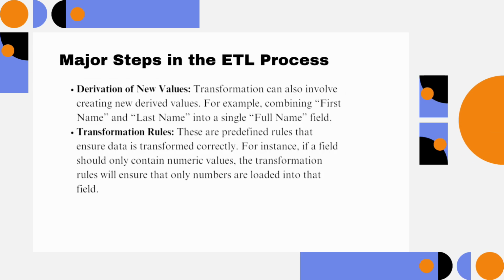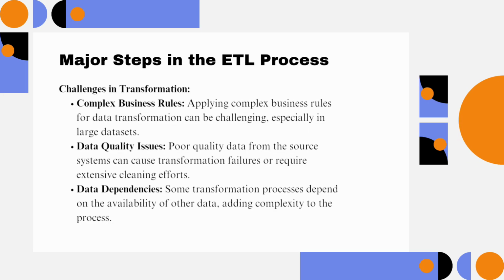Derivation of new values. Transformation can also involve creating new derived values. For example, combining first name and last name into a single full name field. Transformation rules. These are predefined rules that ensure data is transformed correctly. For instance, if a field should only contain numeric values, the transformation rules will ensure that only numbers are loaded into that field.